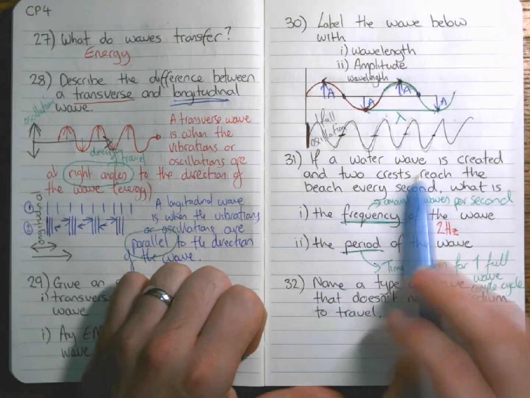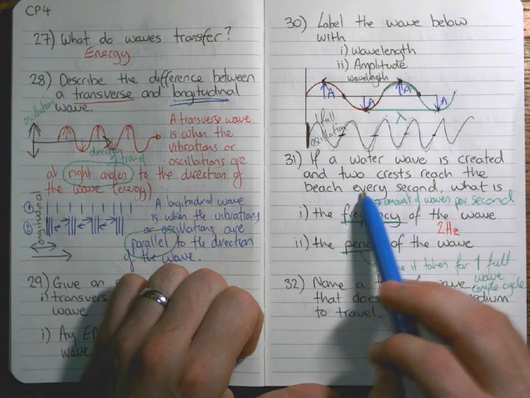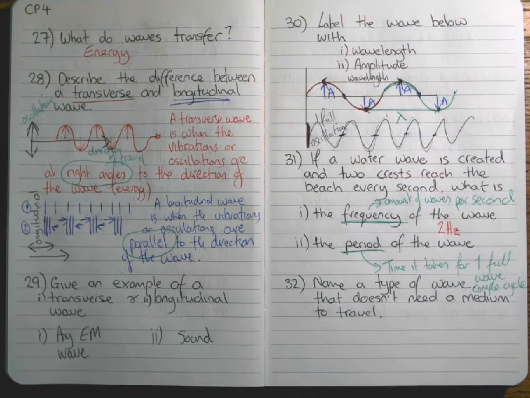If it said that 2 crests reach the beach in 2 seconds, then what would the frequency be? Well, if 2 reach in 2 seconds, that means that's 1 per second, and so the frequency would be 1 hertz. If there was 100 waves per second, then that would be 100 hertz.